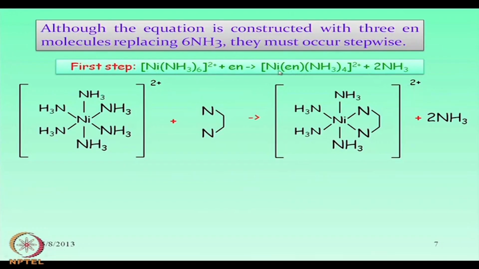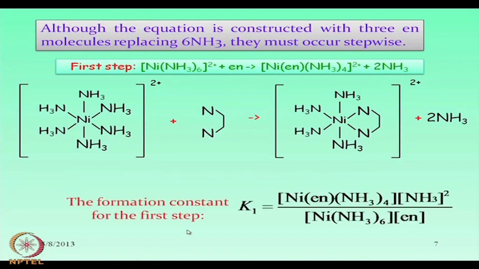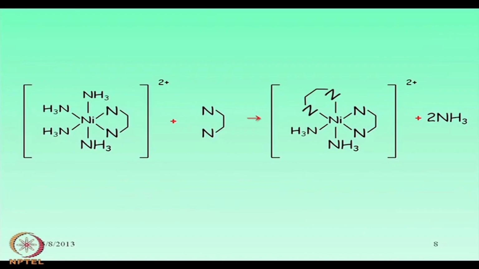So, the first step is definitely that we can write in this form: 4 ammonia molecules and 1 ethylenediamine, removing 2 ammonia molecules from there. So, the formation constant for the first step would be the concentration of this species, then 2 ammonia molecules, the concentration term for the ammonia coming out, the hexaamine complex and the ethylenediamine. So, this would be the K1, because we are breaking the entire reaction, which is forming in a single step, for the K value for the tris-chelate formation.